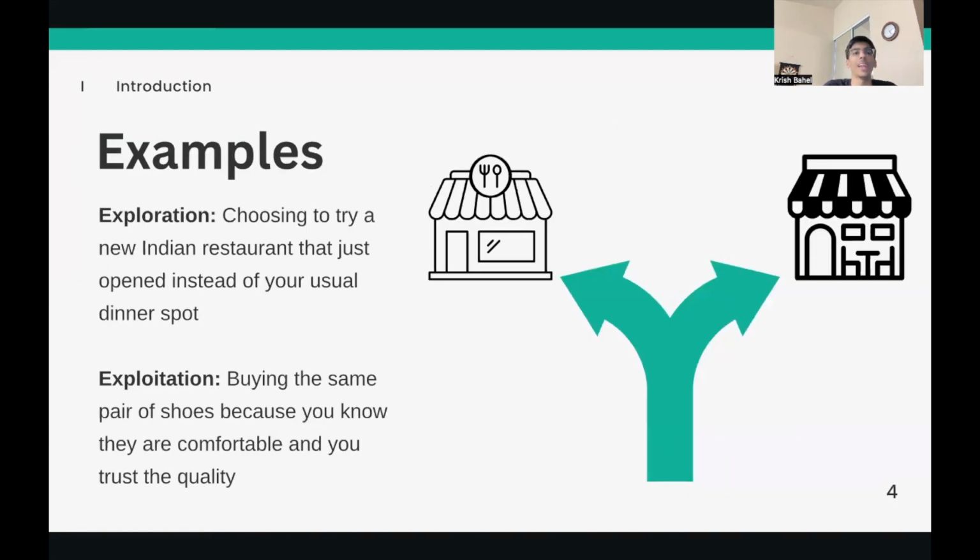For example, an explorative decision would be to choose dinner at the new Indian restaurant that just opened down your street instead of your usual favorite dinner spot because you think it might have better food. Exploitation would be to buy the same pair of shoes that you already have because you know they're comfortable for you and you trust the quality that they have.